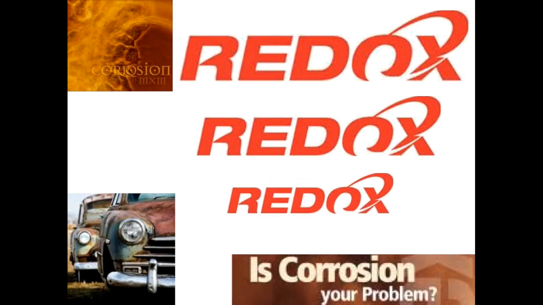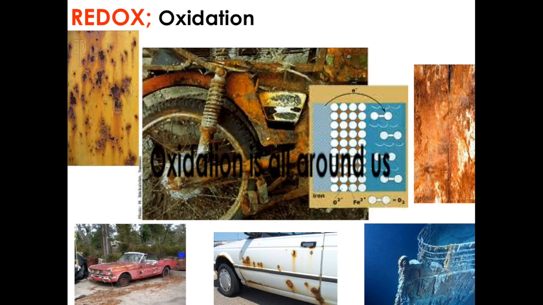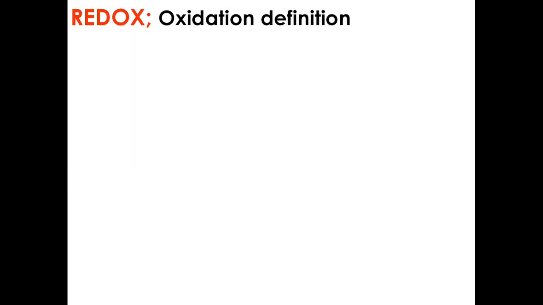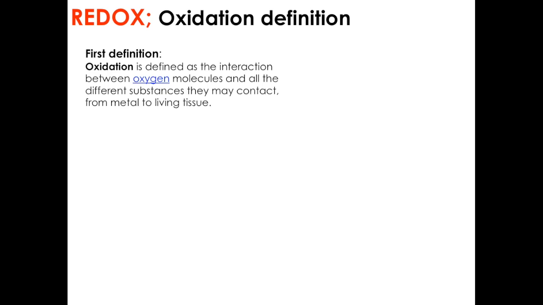Redox. Is corrosion your problem? Oxidation. Oxidation is all around us. Oxidation is defined as the interaction between oxygen molecules and all the different substances that may get in contact, from metal to living tissue.